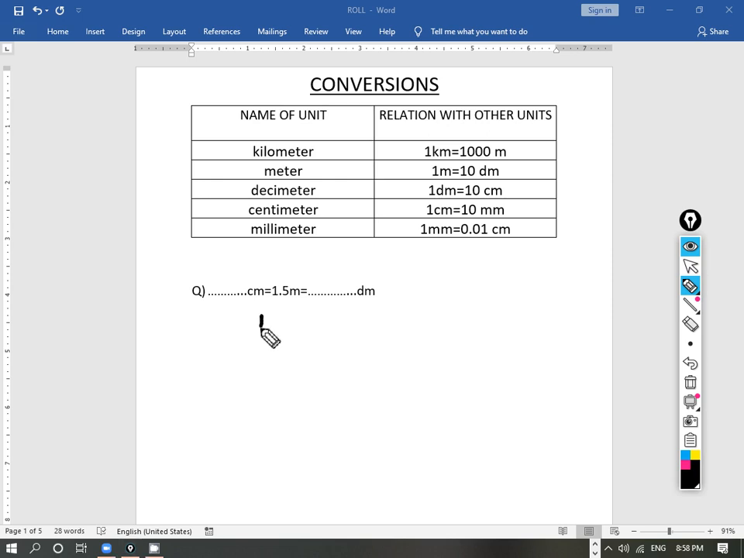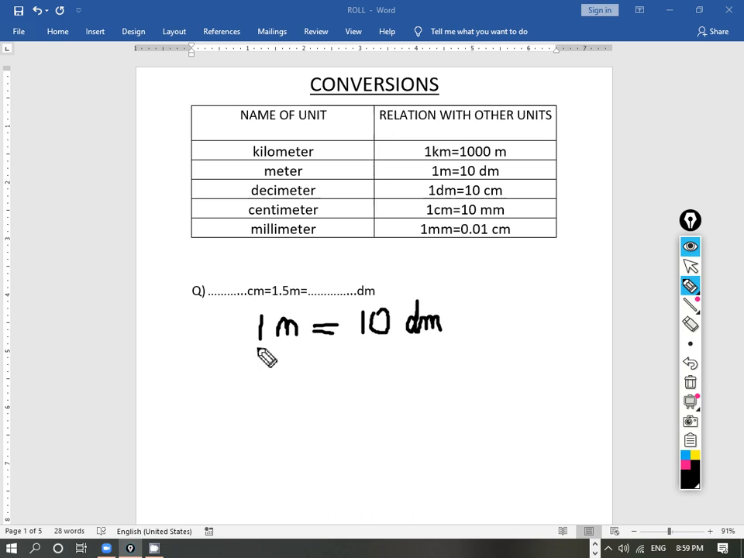We know that 1 meter equals, we have to convert this into decimeter. So from here we can see that 1 meter equals 10 decimeter. So we can write down over here that it is equal to 10 decimeter. So 1.5 meter equals how many decimeters?